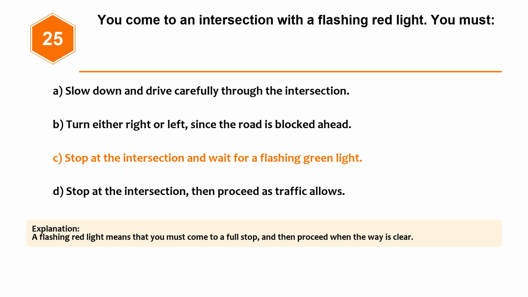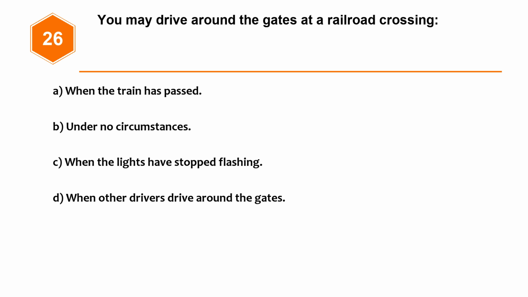Question 26. You may drive around the gates at a railroad crossing. Option A, when the train has passed. Option B, under no circumstances. Option C, when the lights have stopped flashing. Option D, when other drivers drive around the gates.